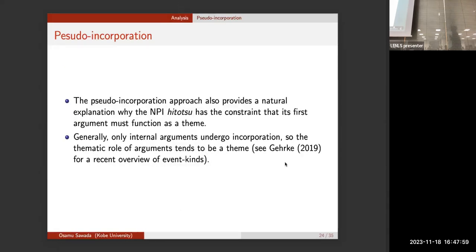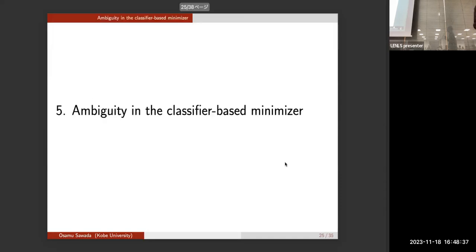And also the pseudo incorporation approach provides a natural explanation why the scalar particle hitotsu has a constraint that the first argument K must be a thing. As I said, in the incorporation approach, the direct object undergoes movement to the verb. And generally the internal argument is the theme. So it seems natural to think that the K corresponds to the theme of an event.